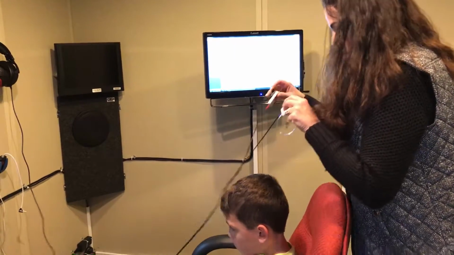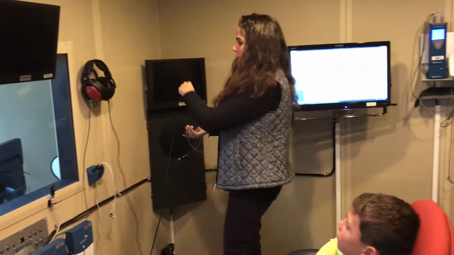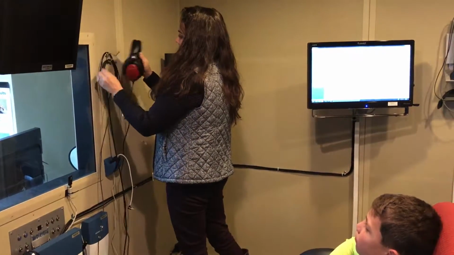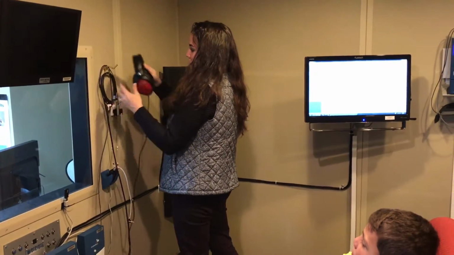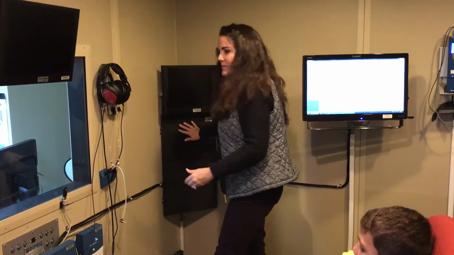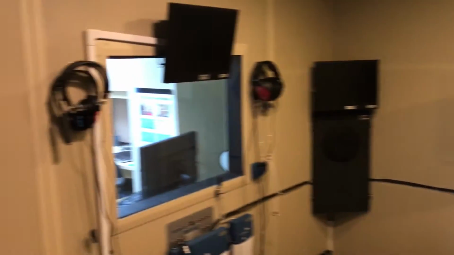So this is air conduction testing. The headphone, or the bone oscillators, bone conduction testing. These are the sound-field speakers, where the patient will hear the tone out of the speaker. Got my remote control.